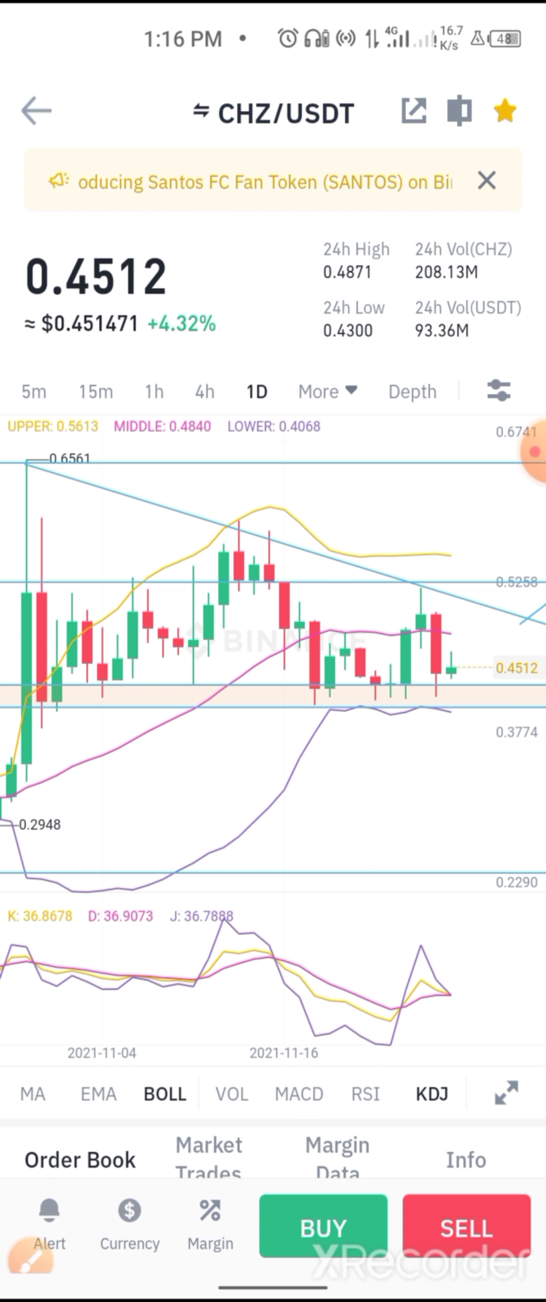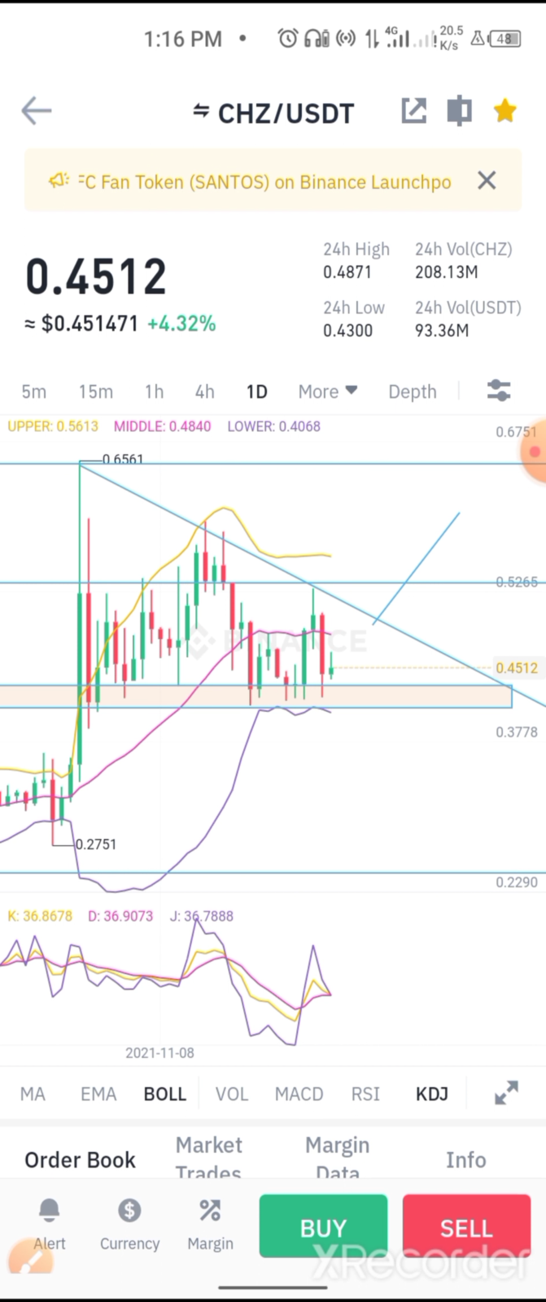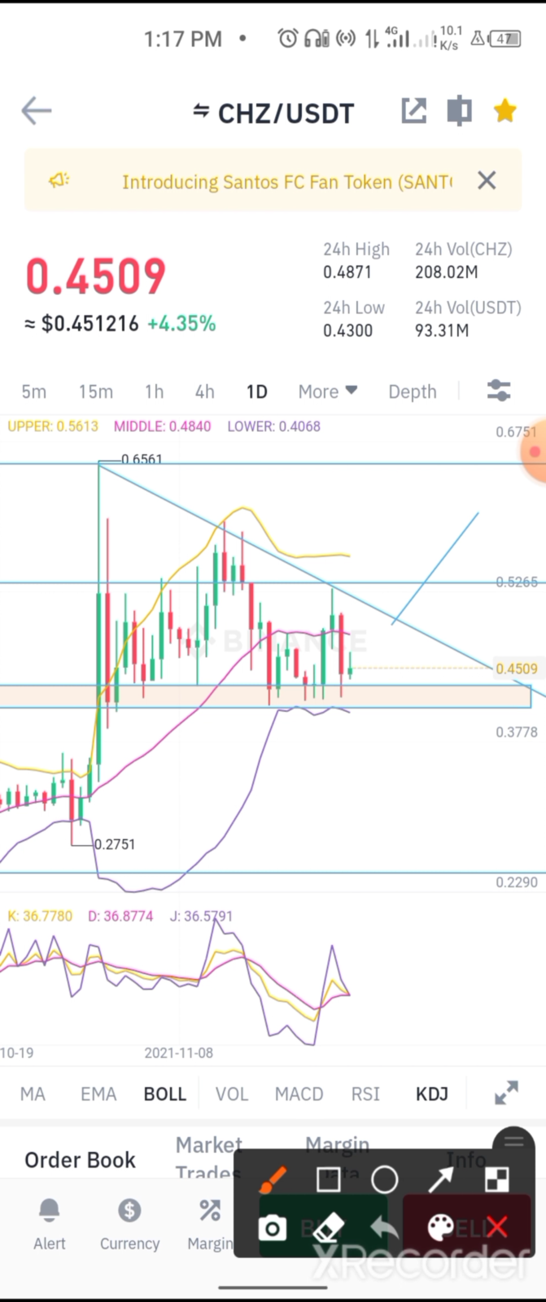For the sell order, I want to sell at a very high price. Let's say this is where the price is at, 0.4514. I know this price is going to hit this point, that's 0.6561. This is where I want to sell. But because of the volatility of the market, I will now say I want to sell here.